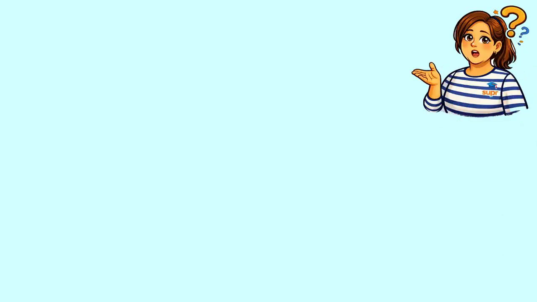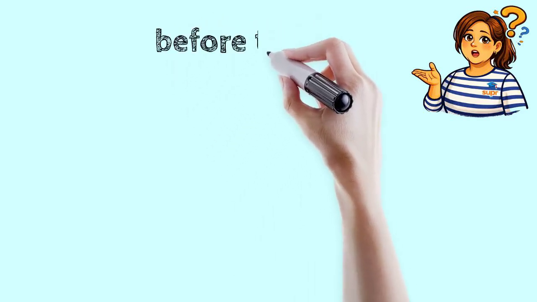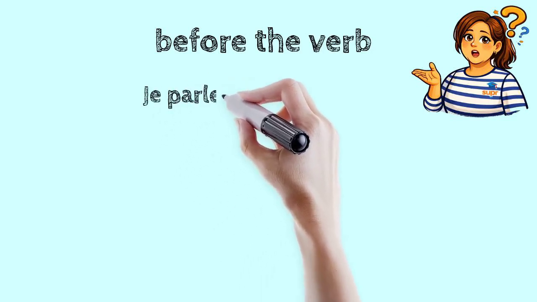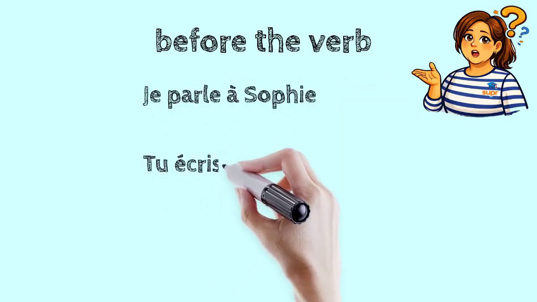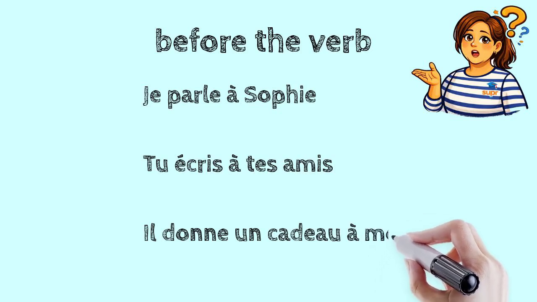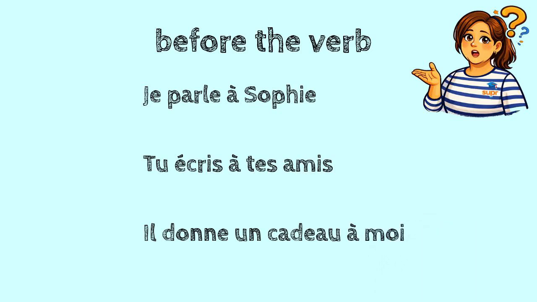Now let's look at where indirect object pronouns go in the sentence. Unlike in English, they go before the verb that they are the indirect object pronoun of. So, for example, we're going to change these sentences. Je parle à Sophie, tu écris à tes amis, il donne un cadeau à moi. In the first sentence, Sophie is the indirect object. She is the person who has been spoken to. Tes amis are who you are writing to, and moi, me, is who he is giving the present to.